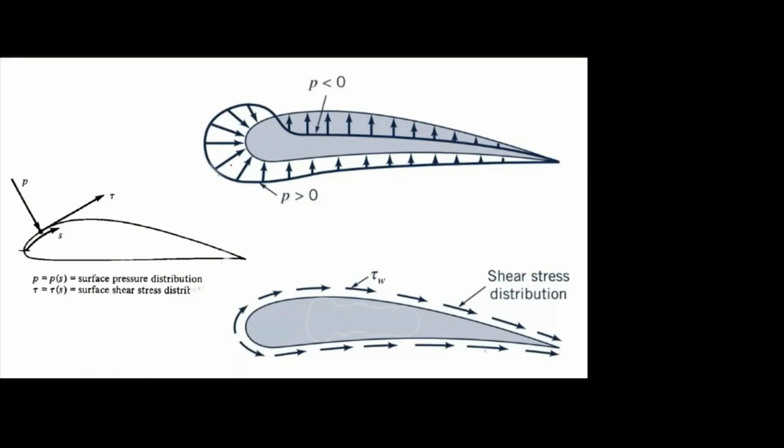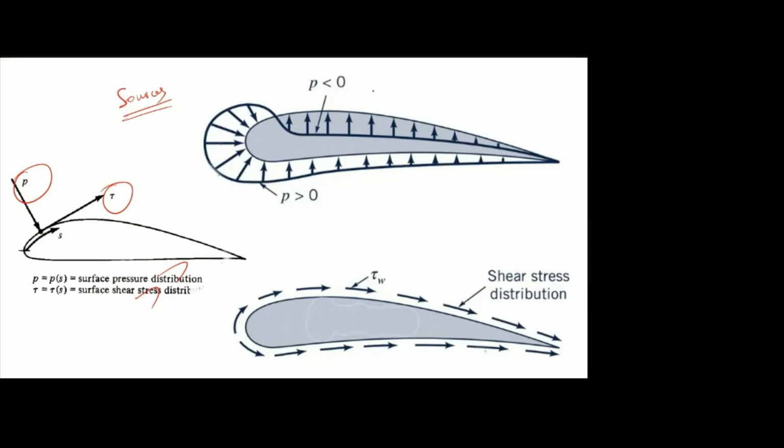And the resultant force is due to two components. One is pressure, another one is shear stress. Around the aerofoil or any model, there will be a pressure distribution and a shear stress distribution. Due to these sources only, we are getting that force. So the sources of the force are pressure distribution and shear stress distribution.